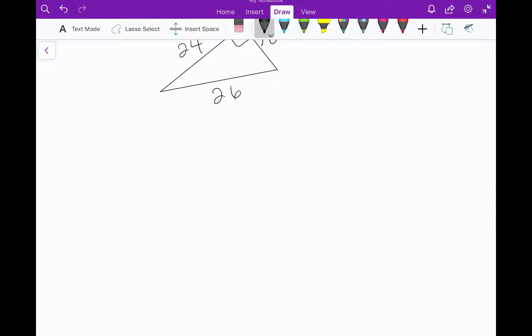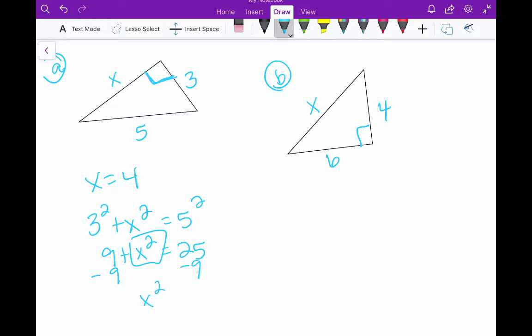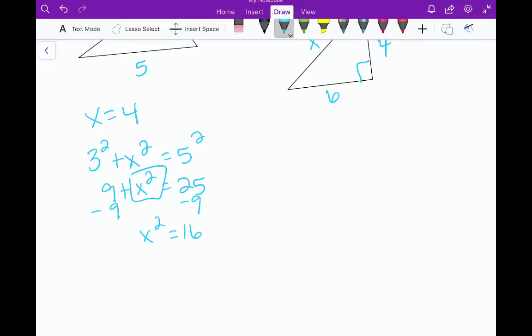Let's just do a couple of examples of how you use the Pythagorean theorem in a problem situation. All right, so in example A, we have a right triangle. The legs are x and 3, and the hypotenuse is 5. I recognize this from my Pythagorean triples, and so I'm pretty sure that x is supposed to be 4. I can just check that with the Pythagorean theorem. 3 squared plus x squared has to equal 5 squared. So 9 plus x squared has to equal 25. I'm trying to solve for x, so I need to subtract 9 on both sides. x squared equals 16. Now, in order to get x by itself, to get rid of the squared, the inverse of squaring is taking the square root.